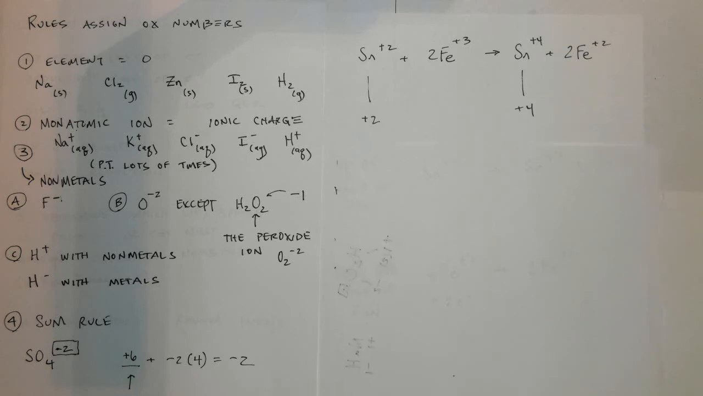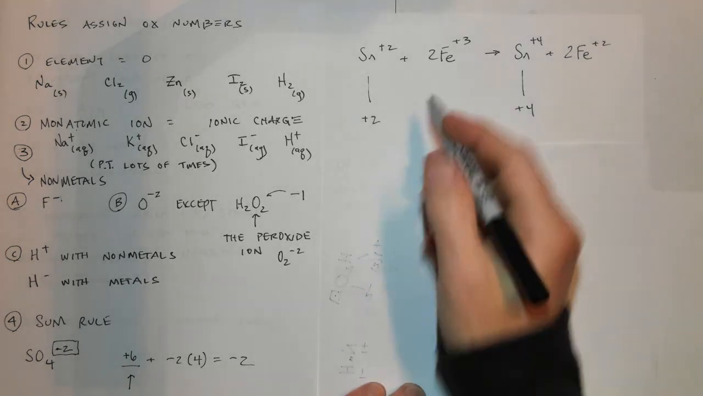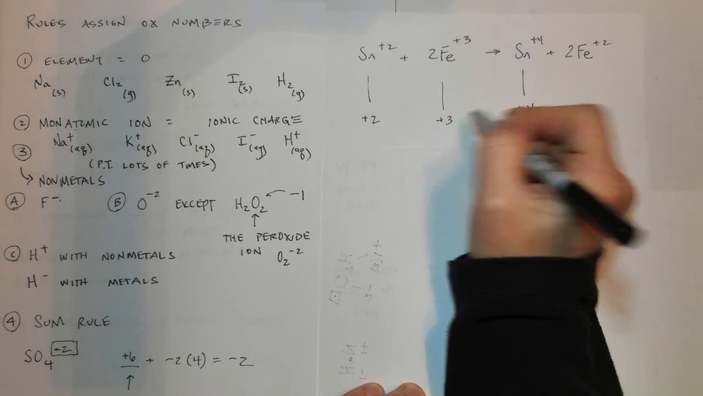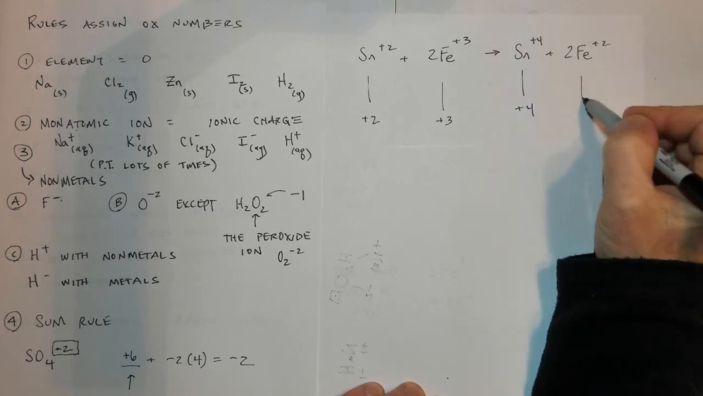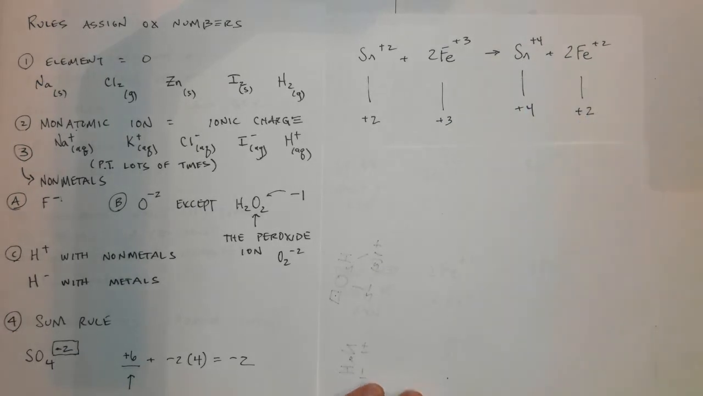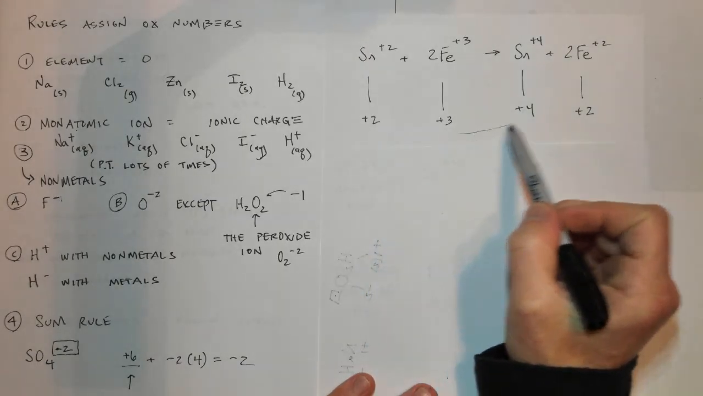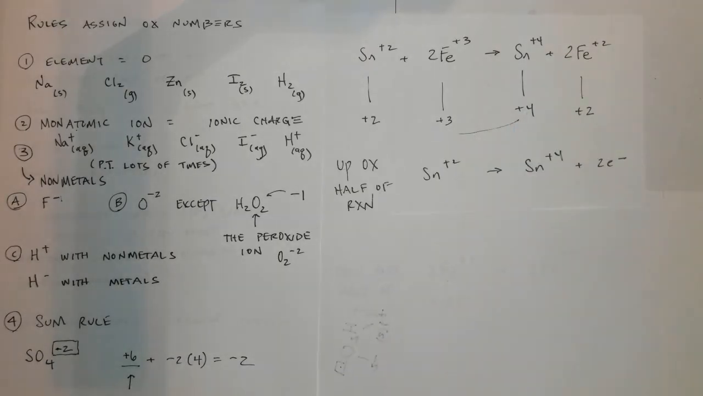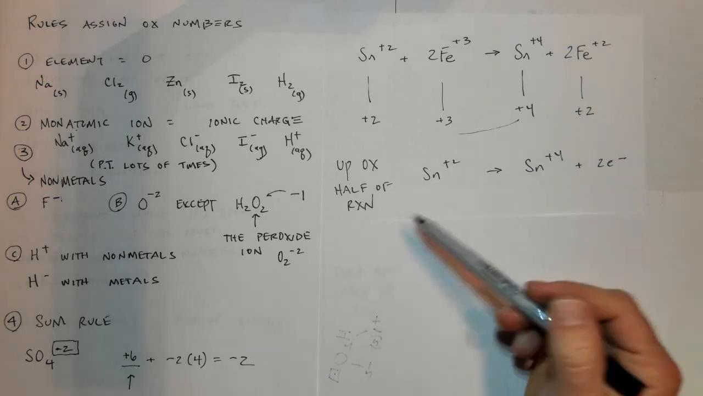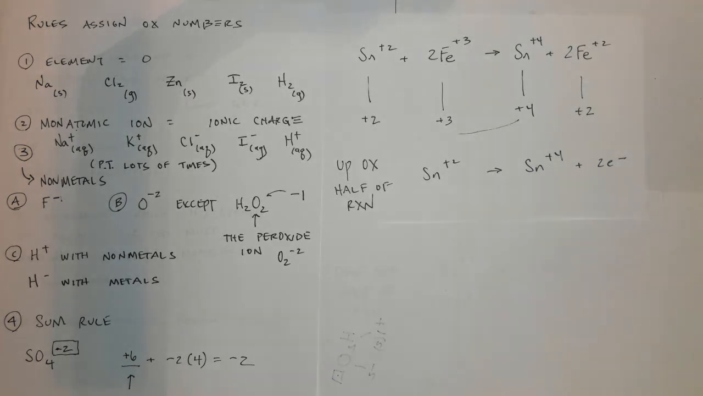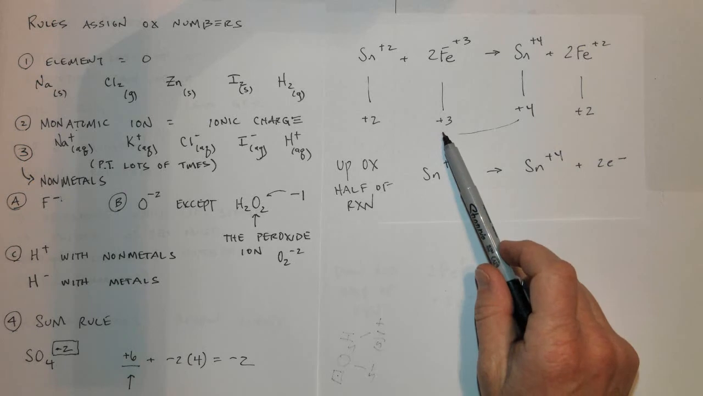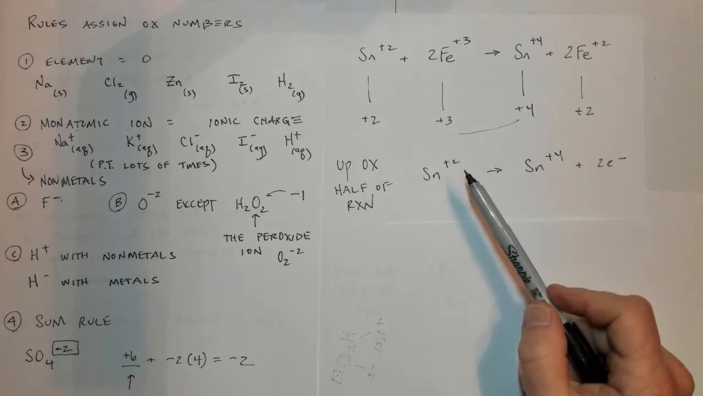Okay, hopefully you assigned tin plus 2. Hopefully you assigned iron plus 3. Tin plus 4 over here, and then iron positive 2. Now the words. Which thing went up in charge? Plus 2 to plus 4, so tin went up in charge, and so it's oxidized. And then the thing that went down in charge is iron, because it went from plus 3 to plus 2.